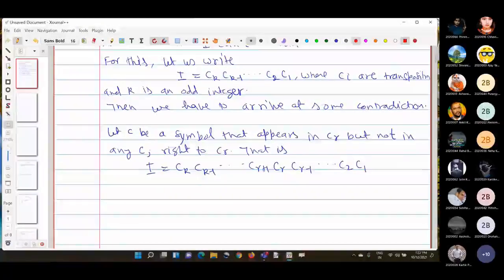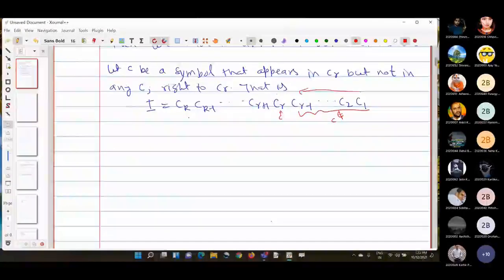So we are letting some symbol c appear in C_r, but c is not in any of the cycles to the right of C_r. It is not appearing in any of them. But to the left of C_r, and in C_r itself, there may be cycles in which c appears. From the extreme right, C_r is the first transposition in which c appears. Let us explore the possibility of where exactly c can appear and where it cannot appear.